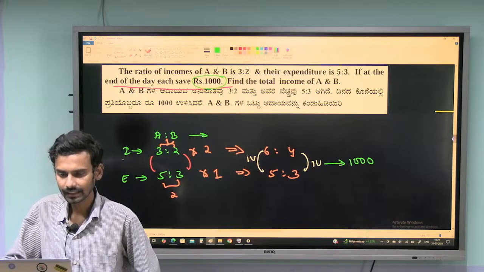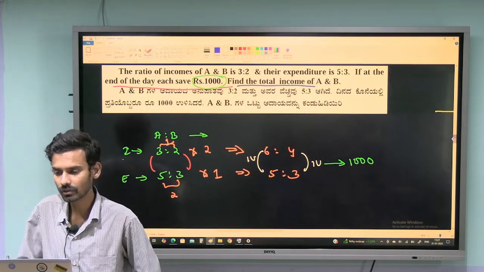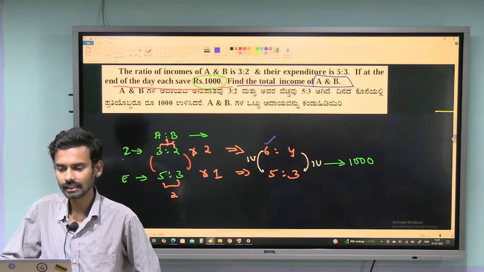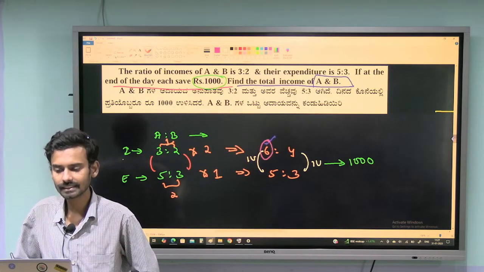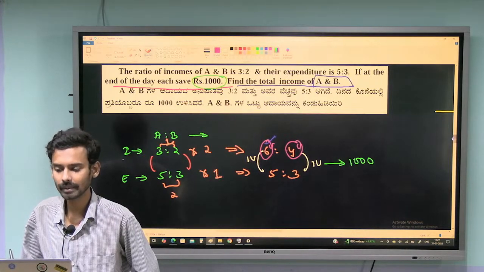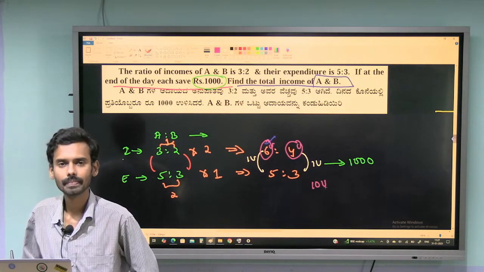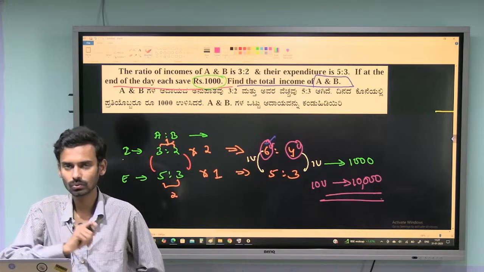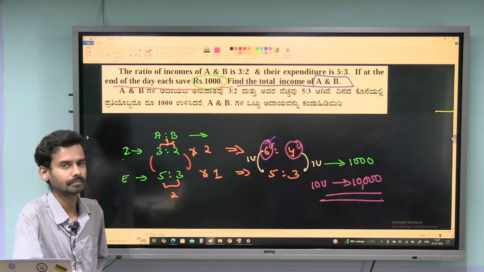Now they are asking for the total income of A and B. Income of A is 6 units, income of B is 4 units. So the total income of A and B is 10 units. If 1 unit is 1000, 10 units should be equal to 10,000. So the answer for this question will be 10,000.